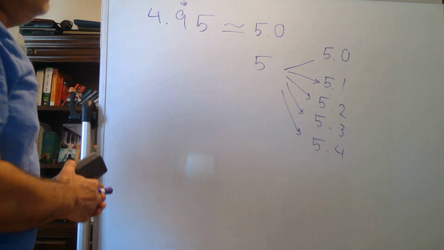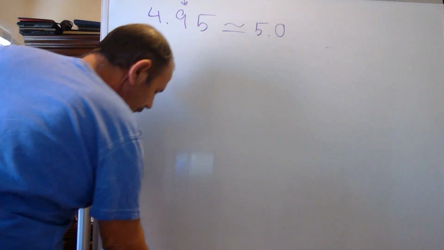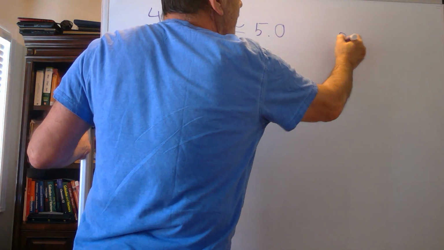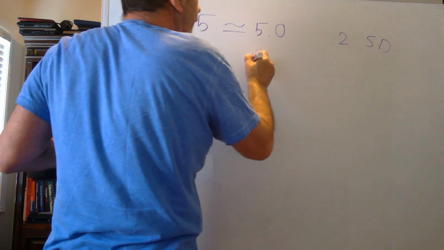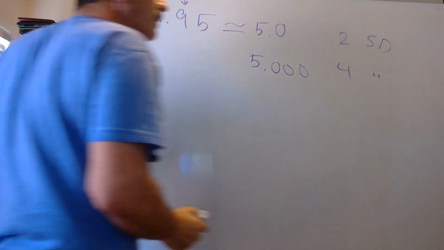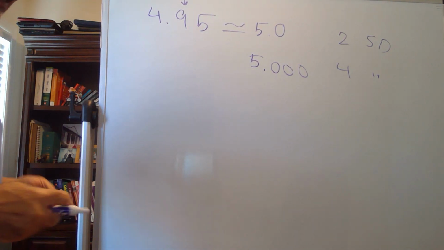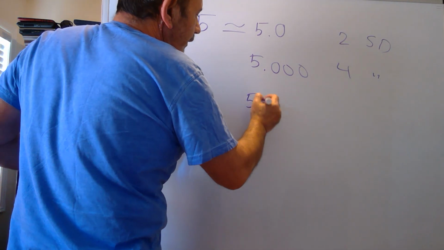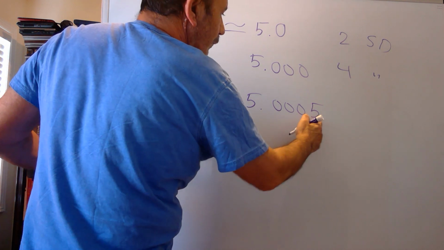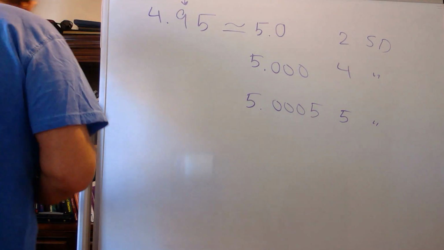Okay, now for the same reason, 5.0 has 2 significant digits, and 5.000 has 4 significant digits. So zeros after the decimal are considered significant digits. Or 5.0005. This number has 1, 2, 3, 4, 5 significant digits.